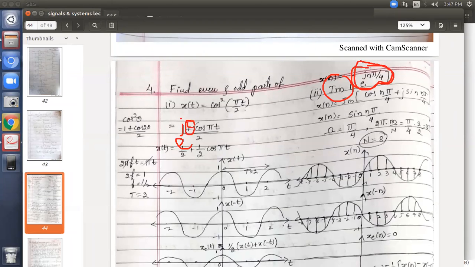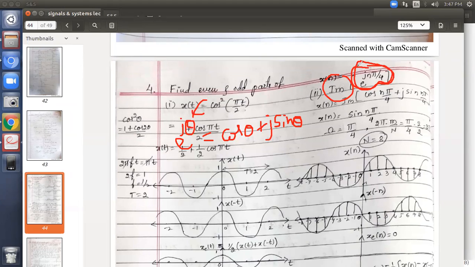What do you call this? I'm not getting that word. e to the power of j theta. Polar form, probably. I don't remember. Electrical people might know much better. e to the power of j theta, if you expand this, it is cos theta plus j sine theta. I think Euler's form, something like that. Cos theta plus j sine theta.